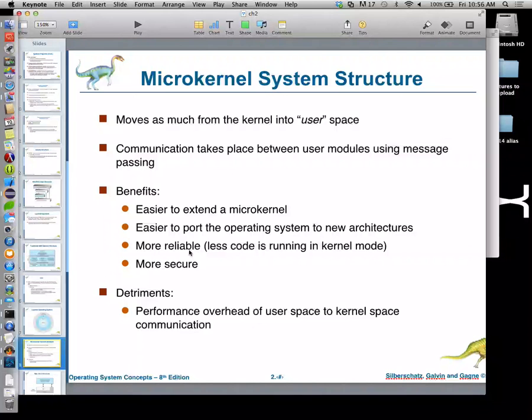Let me just finish this slide real quick. More reliable, so less code running in the kernel mode, so less things that can really break this whole system. More secure, because you're having to control less stuff. Detriments: performance overhead of user space to kernel space communication. Essentially, we've added one more layer of communication at the cost of everything else being a little bit more structurally sound. Make sense?